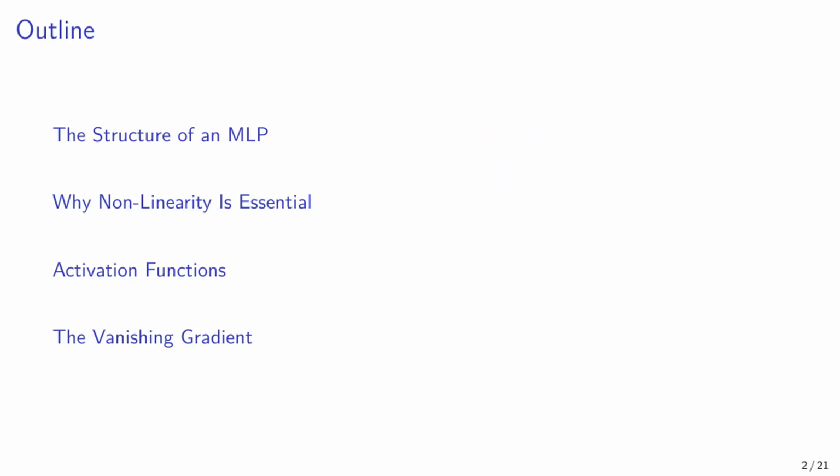4 parts. First, the structure of a multilayer perceptron. Second, why a nonlinear activation is not optional but essential. Third, the activation functions themselves. And fourth, the vanishing gradient, the problem that decides which activation you actually reach for.